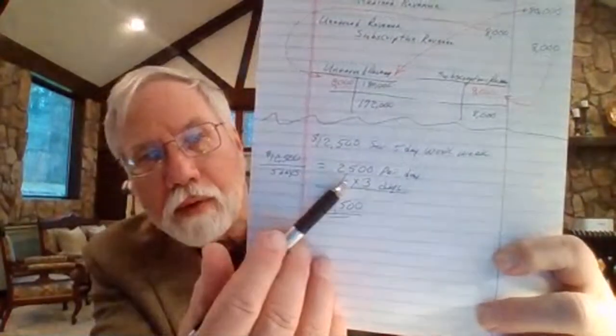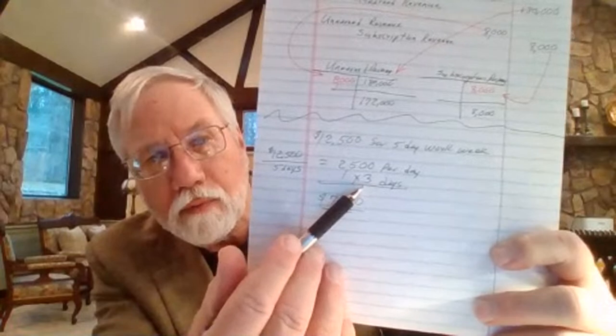$12,500 divided by 5 days, $2,500 per day. Now, how many days were worked? Monday, Tuesday, and Wednesday. I count 3. So now we can multiply that by 3 days. We'll figure it out, $2,500 per day, 3 days, Monday, Tuesday, and Wednesday. 3 times $2,500, $7,500. So that's the salary expense that was incurred but not yet paid to the employees for them working on Monday, Tuesday, and Wednesday.